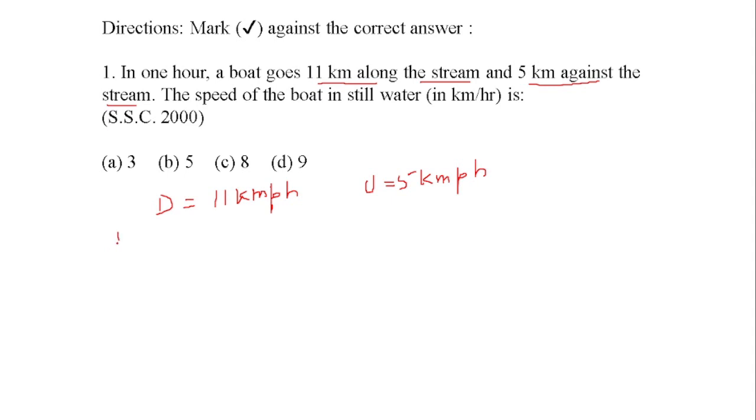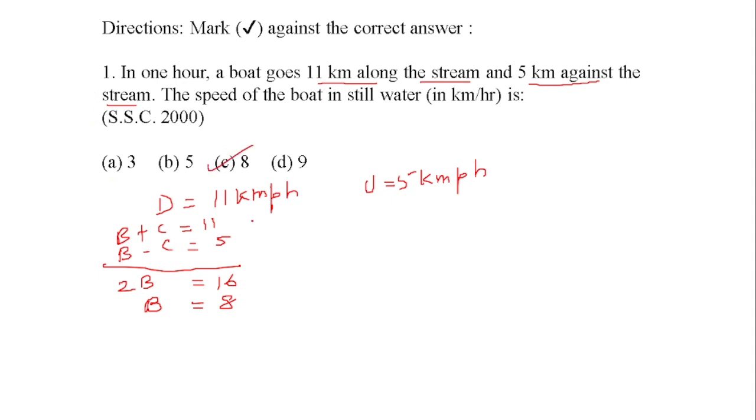We know downstream is B plus C, so B plus C is 11 and B minus C is 5. Considering these two equations, B plus B, that is 2B, plus C minus C will get cancelled. 11 plus 5 is 16. And the speed of boat, that is B, you will get 16 upon 2, that is 8. From the given options, your answer is C.